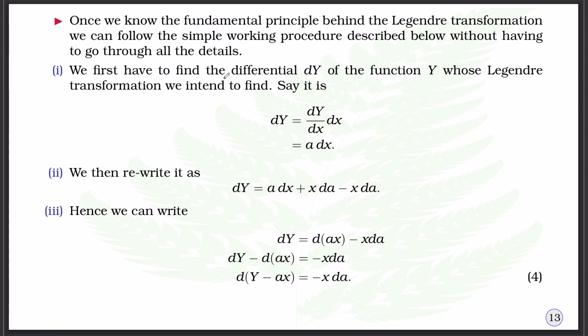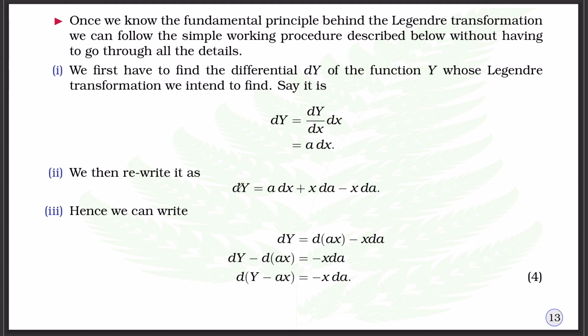We first have to find the differential dy of the function y, whose Legendre transform we intend to find. If we find the Legendre transform of y, take the differential of y, denoted as dy. That means dy equal to dy by dx times dx, which is equal to a dx. We then rewrite it as dy equals a dx plus x times dA minus x times dA, using the product rule.